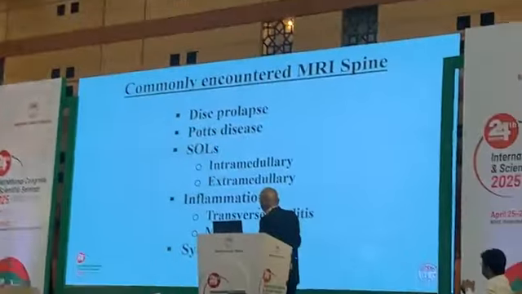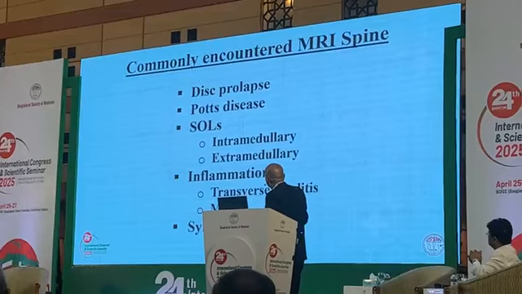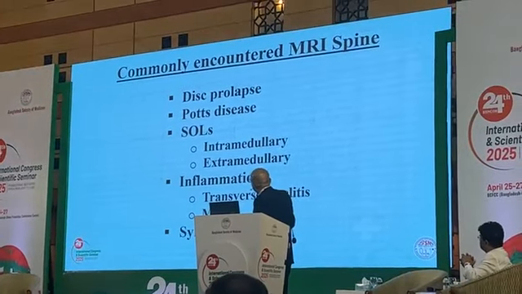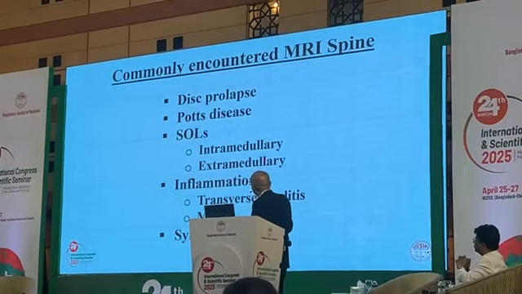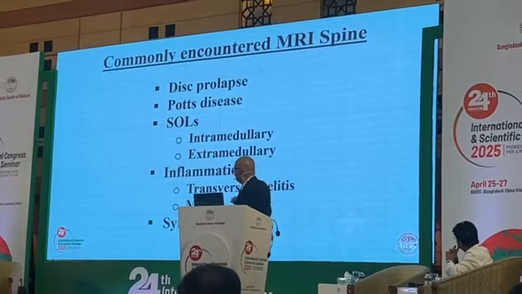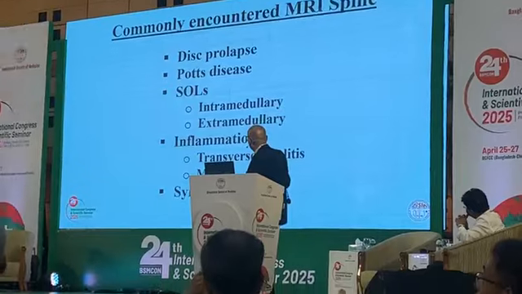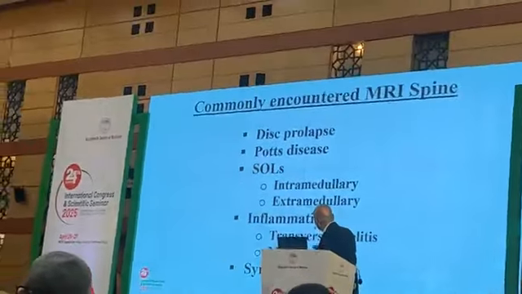And we commonly see disc prolapse. We are not much interested here, but that is probably the commonest cause. We see caries spine or Pott's disease of the spine, space-occupying lesions, both intramedullary and extramedullary, and inflammatory lesions, as I said: transverse myelitis, multiple sclerosis, and also sphincteric myelitis.